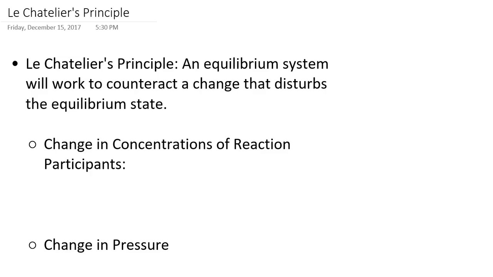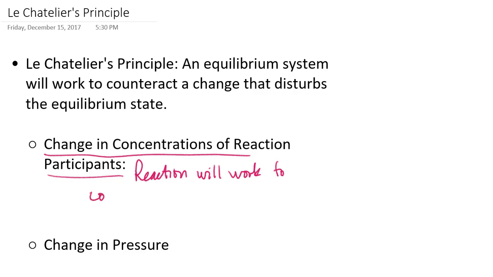For example, one way in which we can have a disturbance to an equilibrium system is to change one of the concentrations of the reaction participants, so either remove product or increase the amount of product, or remove reactant or increase the amount of reactant. Basically what Le Chatelier's principle says regarding changes in concentration is that the reaction will work to counteract the change in concentration.